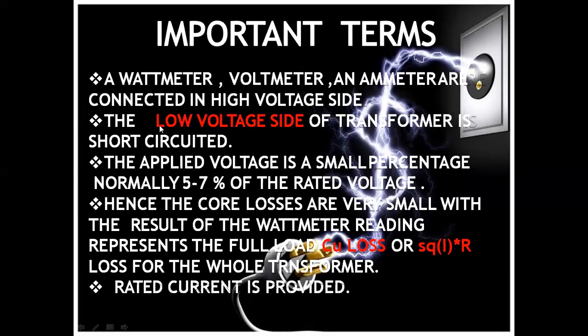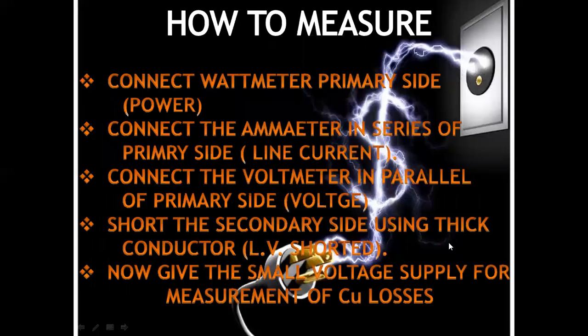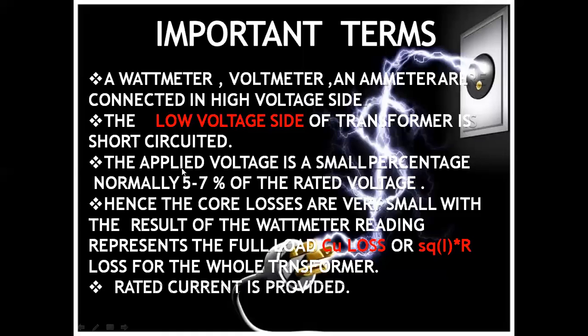So important terms are there that we have already seen: the ammeter, voltmeter and wattmeter are connected on the high voltage side, and the low voltage side is short circuited with the help of a thick wire. The applied voltage is a small percentage, normally 5 to 7% of the rated voltage, because the short circuit test is performed at rated current.